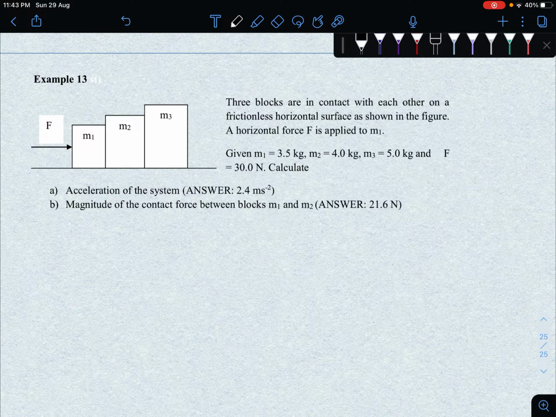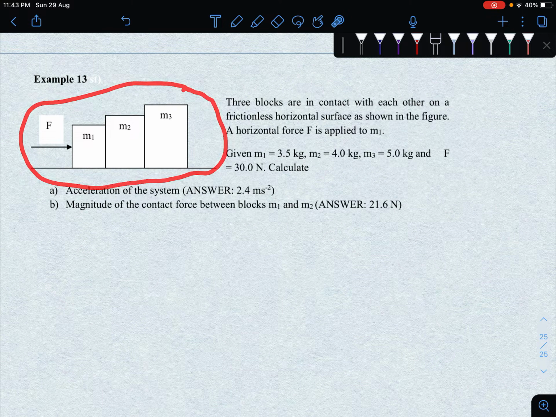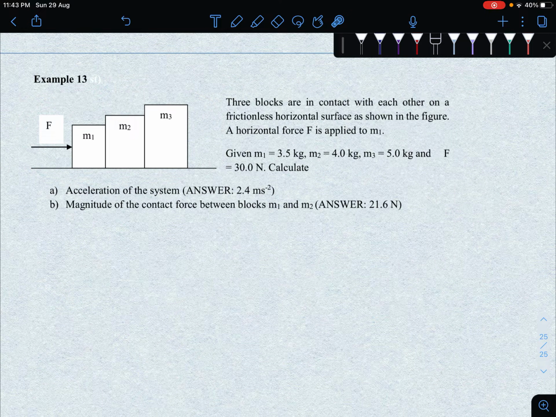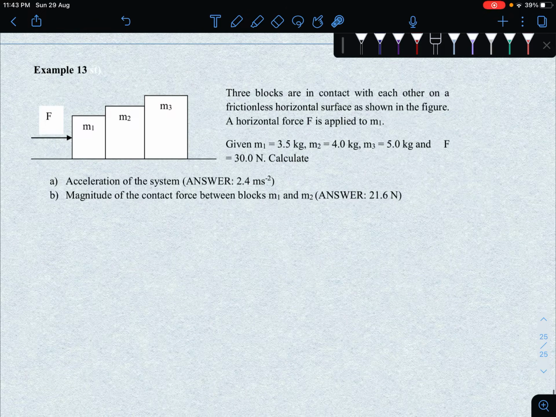So if you notice, example 13 has similar objects to our example 4 from the notes. Cuma, for example 4 dia suruh lukis FBD sahaja. So dekat sini kita nak start kira the acceleration and also the magnitude of the contact force between M1 and M2. So, first we are going to look at the acceleration of the system. Okay, dia cakap acceleration of the system.